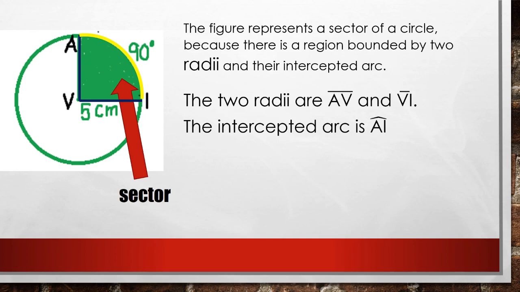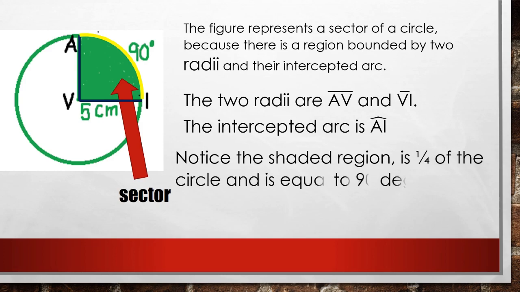Kumbaga itong isang buong pizza pie ay hinati sa 4, kinuha mo yung 1/4, kinain mo yung isang bahagi na yon. Yun ay sector. Kagaya ng sinabi ko kanina, notice that the shaded region is 1/4 of the circle, and that is equal to 90 degrees.